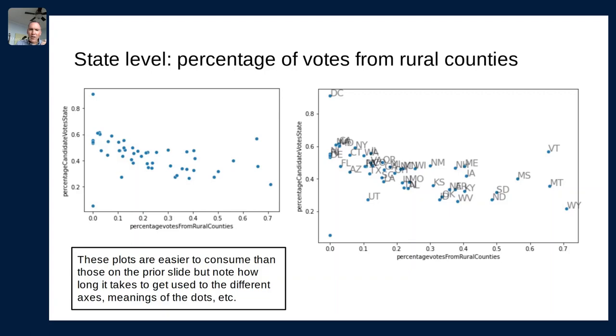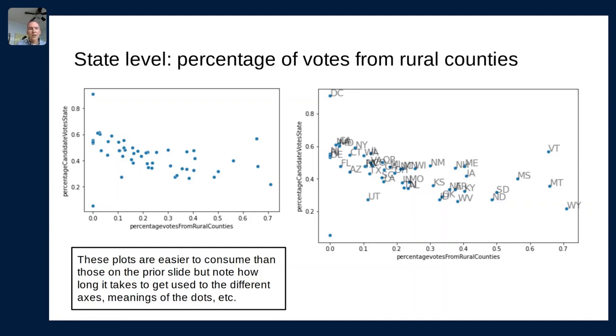So one thought I had was maybe I do this at the state level, because then I don't have zillions of dots, and maybe I have more of a continuous thing on the x-axis. So I went to this, and I think it's slightly better. Note that now you have to change the way you're thinking about these graphs a little bit. My y-axis still is percentage of vote for Democrat. But now on the x-axis, it's the percentage of votes that are coming from a rural county.